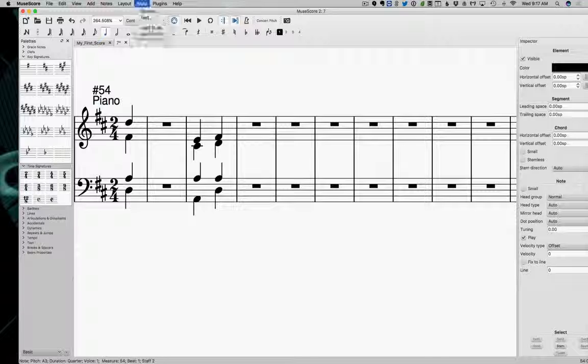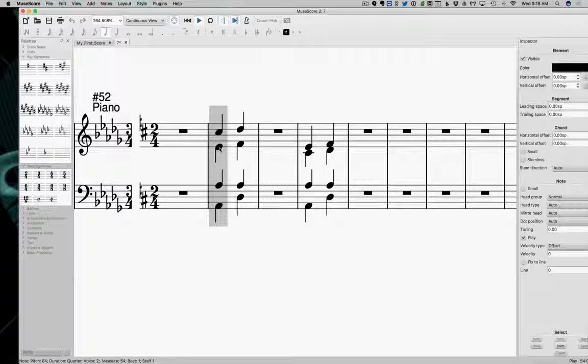Let's hear them a little slower. Okay, here's the imperfect. You know, it's kind of subtle out of context, but if you heard it in a whole piece, you might say, oh, that was perfect or that was imperfect. You could probably hear it.